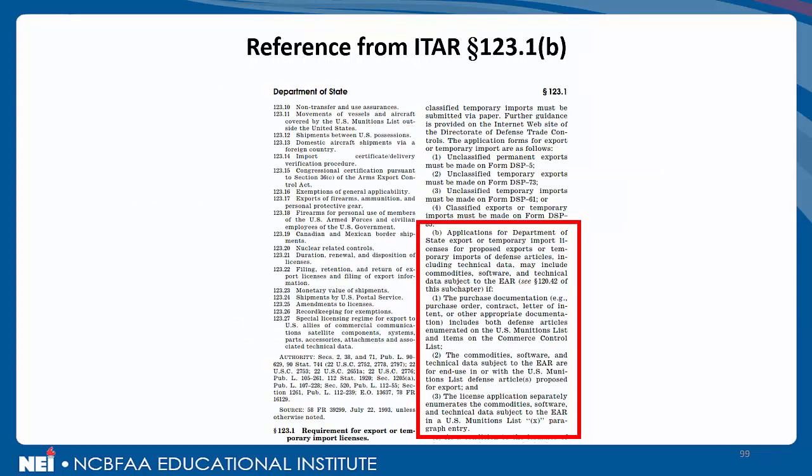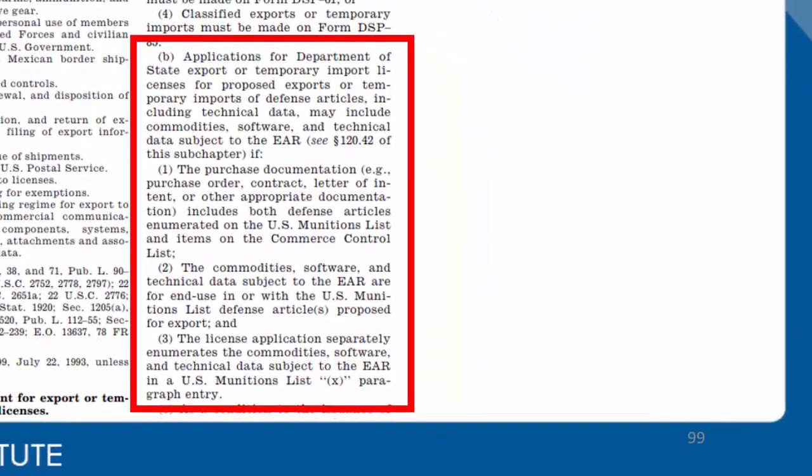So as we often like to do, we want to reference specifically from the ITAR. In this case, you'll note in our title, ITAR 123.1(b). So this is where we find the answer about the ability to mix EAR items on an application with ITAR articles, defense services or technical data. So let's have a look. Starting in 123.1 at the bottom of the page, moving over to B: Applications for Department of State export or temporary import licenses for proposed exports or temporary imports of defense articles, including technical data, may include commodities, software, and technical data subject to the EAR. Now that's under certain conditions. As we said previously, let's look and see what they are.